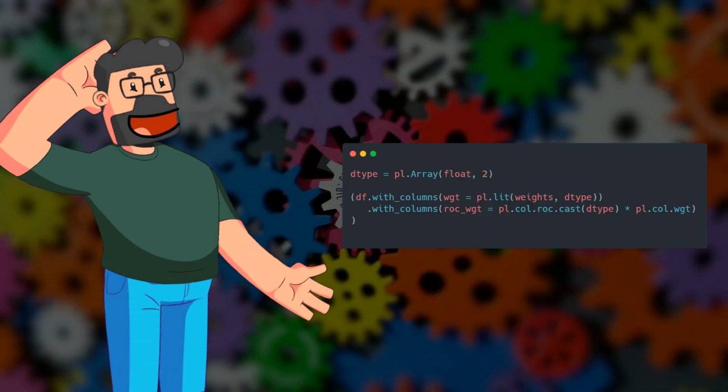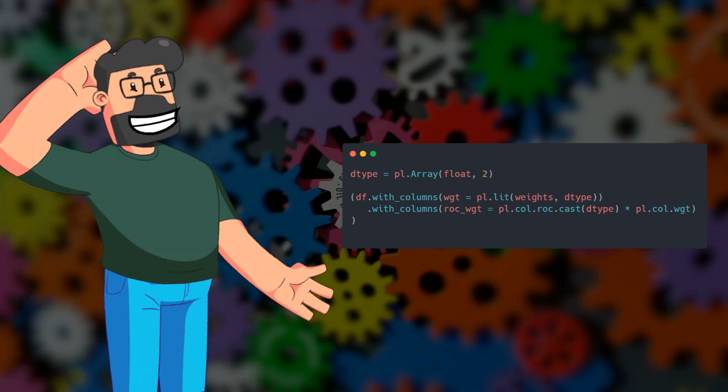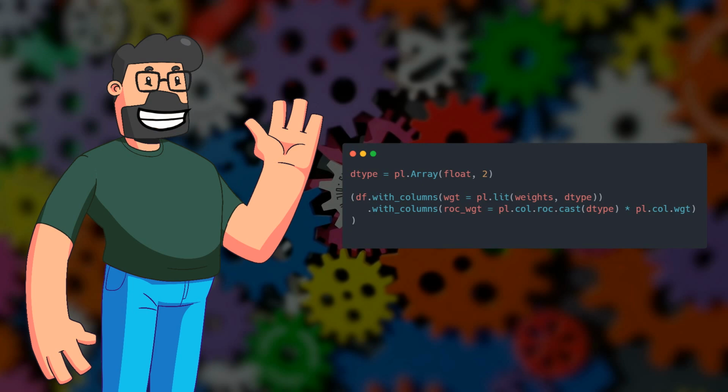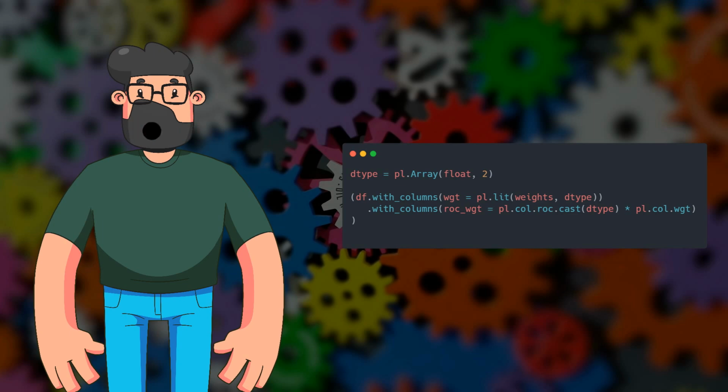The first step is to define a custom data type using pl.Array(Float, 2). Next, we create a new data frame by adding columns for the weights and the multiplied values. This is achieved by using pl.lit(weights, type) to create the weights column and performing the multiplication operation between the raw column and the wgt column. This results in a data frame with the desired output structure.